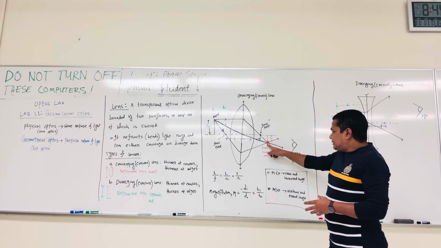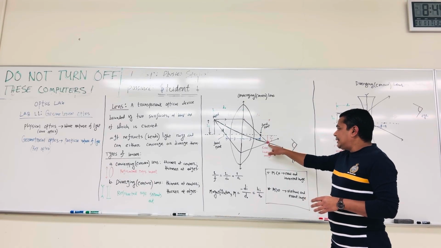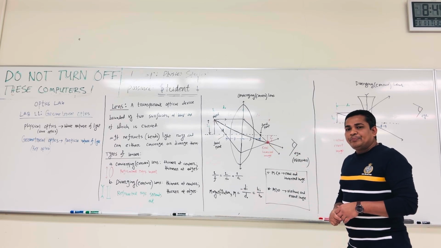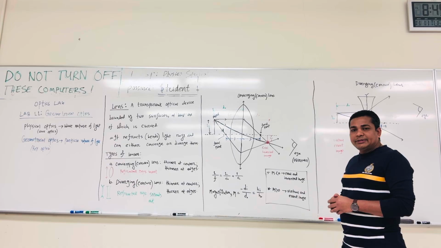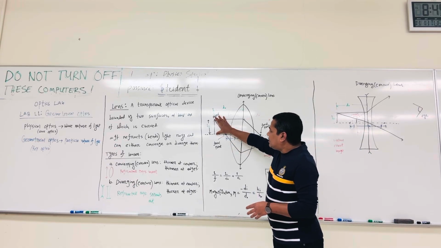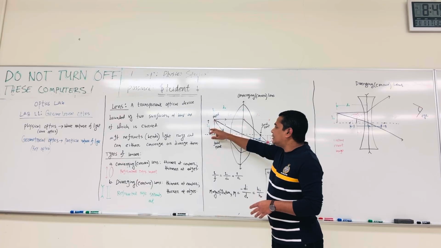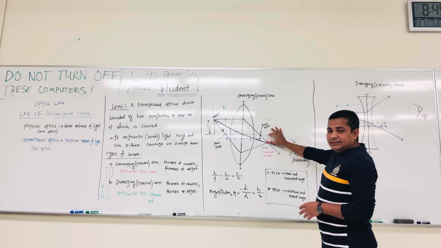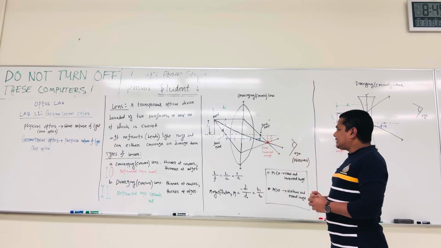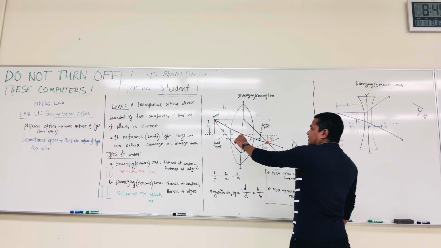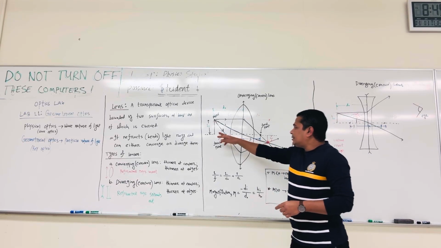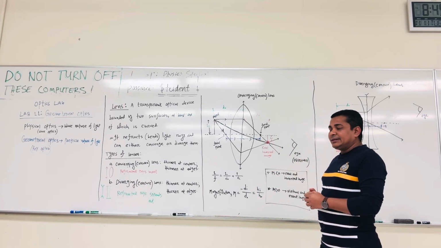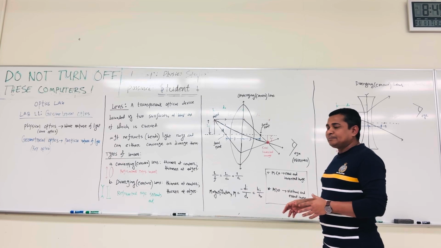Since the refracted rays meet at this point, we get an image at this point, and this image is called the real image. This is the height of the object, which is denoted by HO, and this is the height of the image, which is denoted by HI. We see that the image is smaller than the object in size. So the size of the image depends on the position of the object.